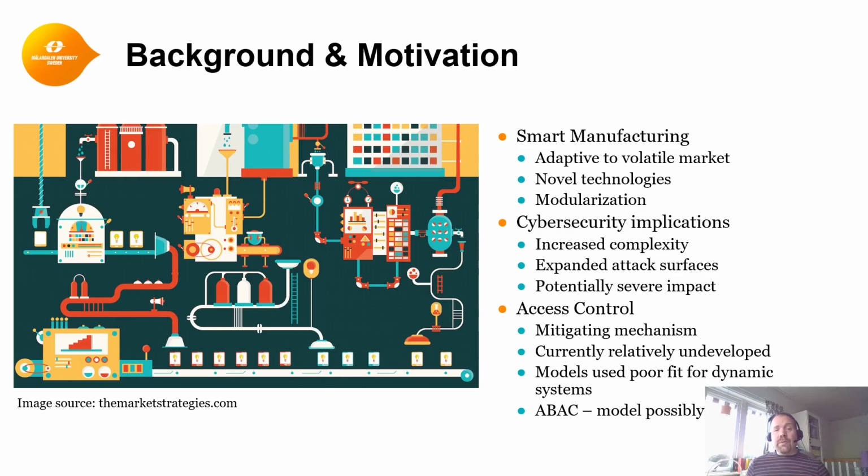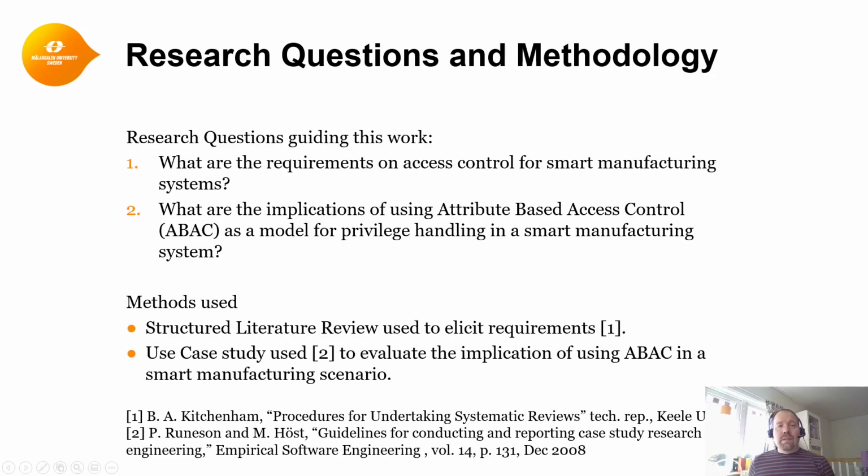In this work, we want to understand what the requirements actually are on an access control model to be useful in a smart manufacturing environment, and make an assessment of attribute-based access control to understand if it is a feasible choice. So two research questions were formulated to guide this research. The first one is related to requirements on the access control model, and the second one related to the assessment of attribute-based access control in relation to these requirements. For the first question, we performed a simplistic literature review, and for the second one, a use case study was performed.